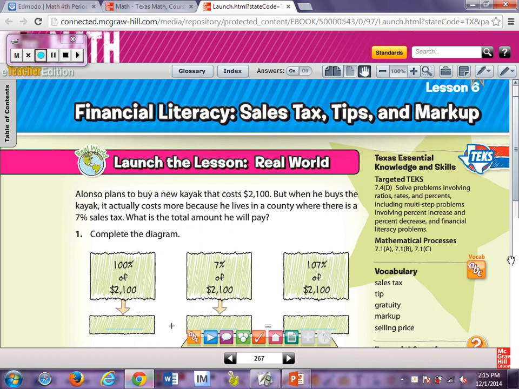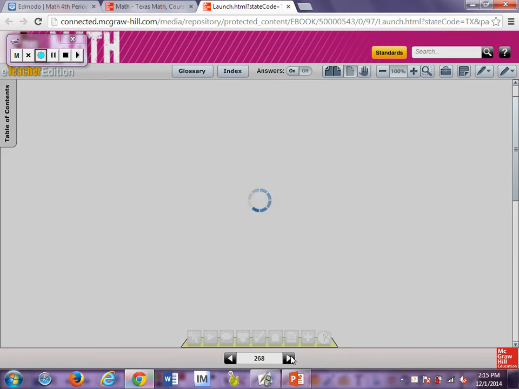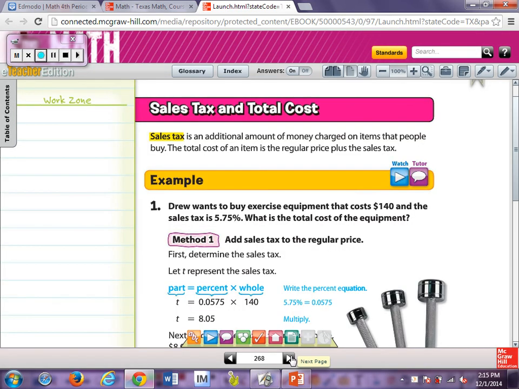Now I say we're going to begin on page 267, but actually page 267 will be discussed in class because it takes into account that we didn't do any of the other sections before this. So we can't really start off right on page 267. So instead, I'm going to go ahead and begin on page 268. And here we begin with sales tax and total cost.